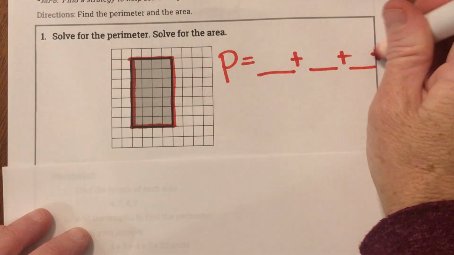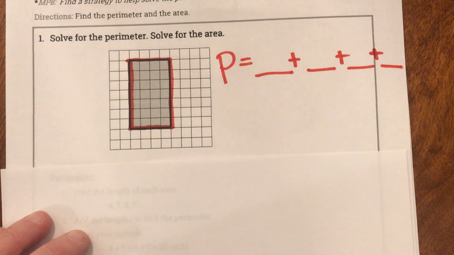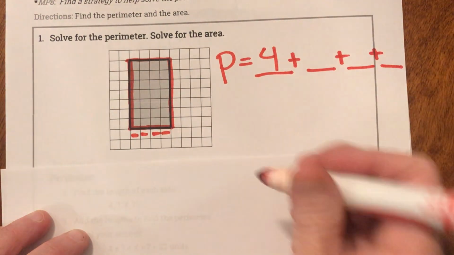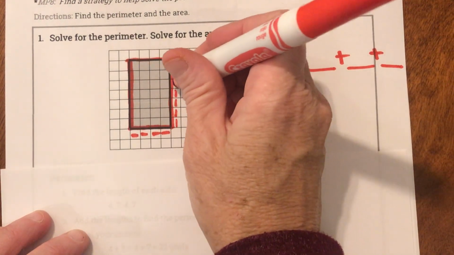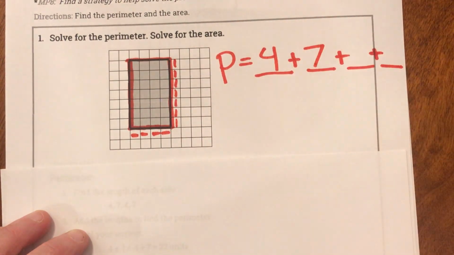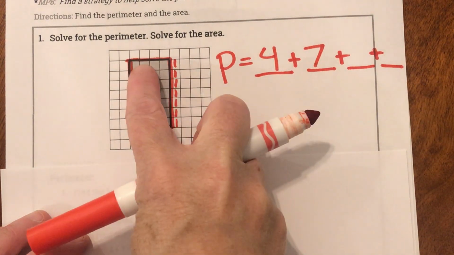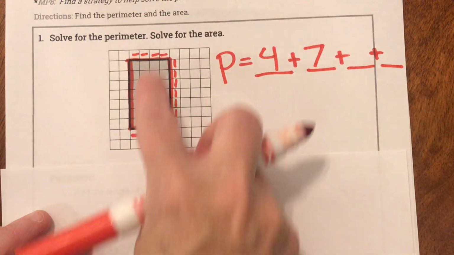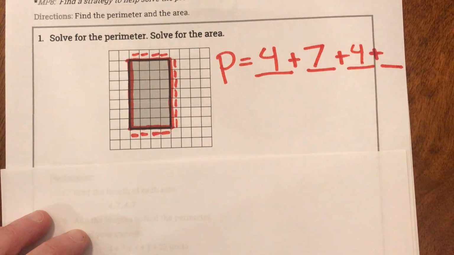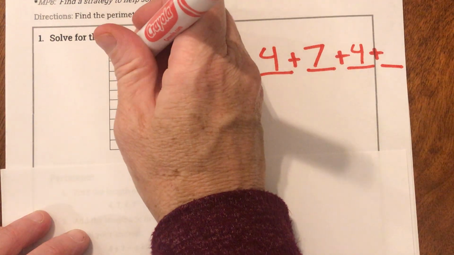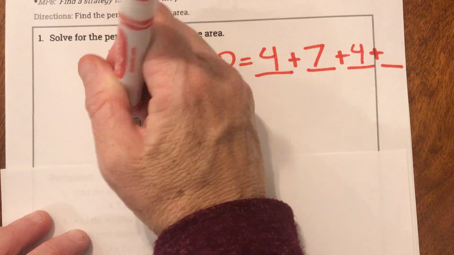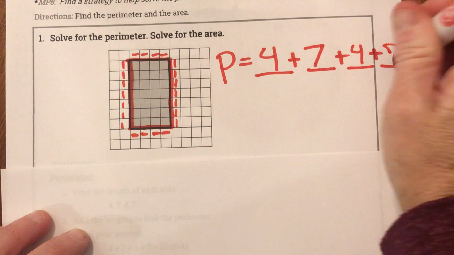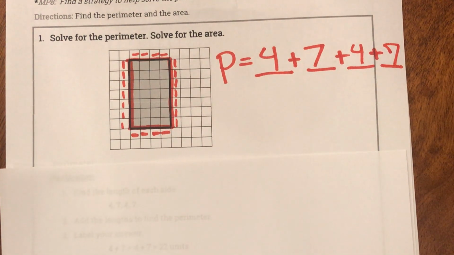Oop, I'm going to run out of room. I'm writing too big. So I have to add up all the sides. So let's see. This one, I'm going to need 1, 2, 3, 4. Here I'm going to need 1, 2, 3, 4, 5, 6, 7. This side and this side are congruent. They're the exact same. So I could count 1, 2, 3, 4, but I should have been able to figure out that they would both be the same number. And this side is 1, 2, 3, 4, 5, 6, 7, which is the same as this side. These are congruent.